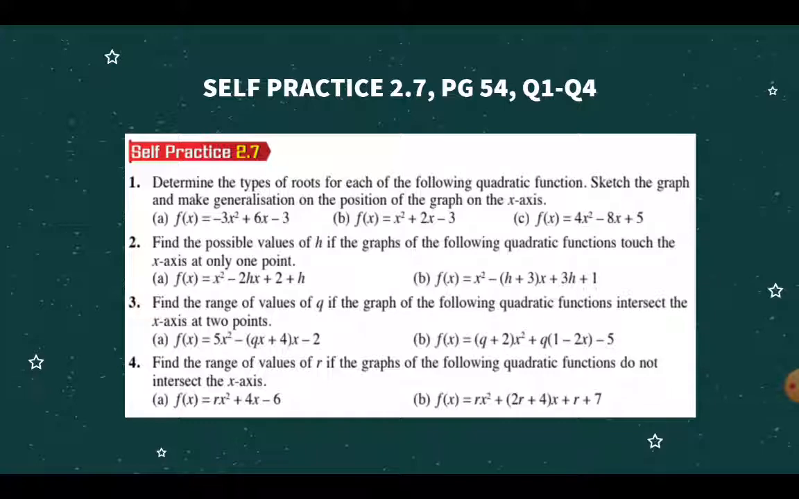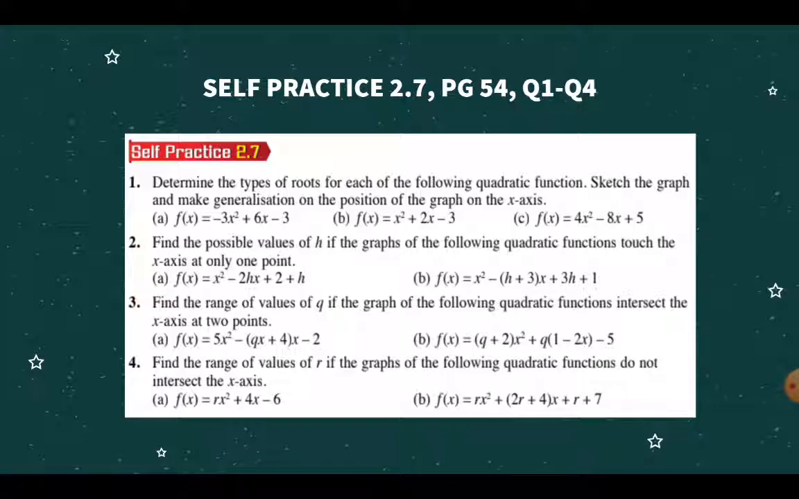Remember, as a conclusion for today's lesson, we have learned to relate the position of the graph on the x-axis with its type of roots. When the graph has two x-intercepts, we know that the type of roots is two different real roots. So we relate it with discriminant greater than 0.